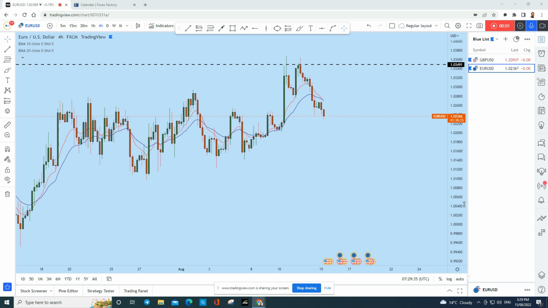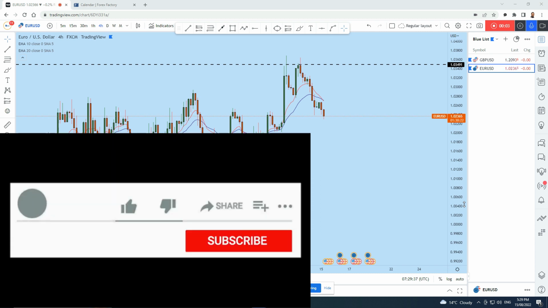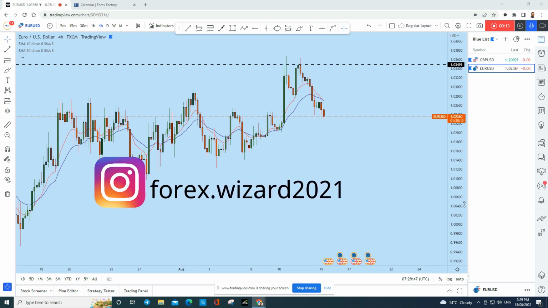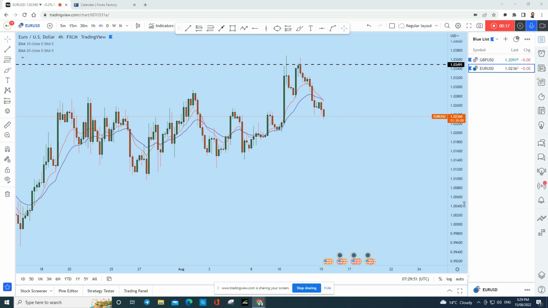What's up, traders? Let's do a complete multi-time frame analysis of Euro Dollar and British Pound US Dollar. Let's see what kind of trading opportunity we have in these instruments. What you see on the screen on the 4-hour time frame is a significant trading opportunity in both of these instruments. Before we discuss what it is, let's do a complete multi-time frame analysis.